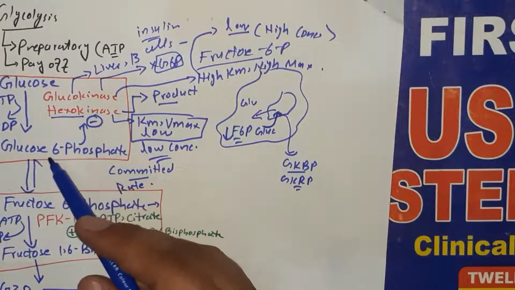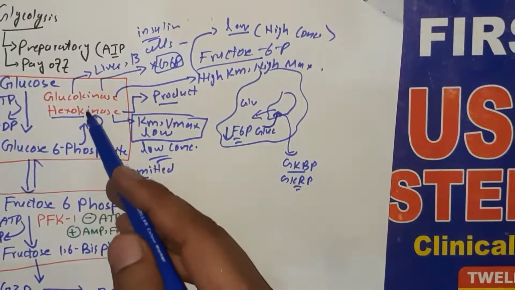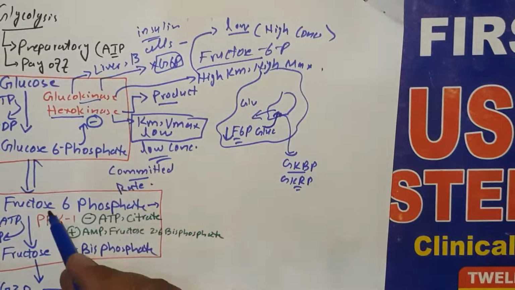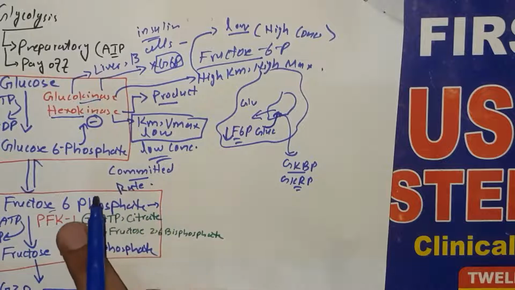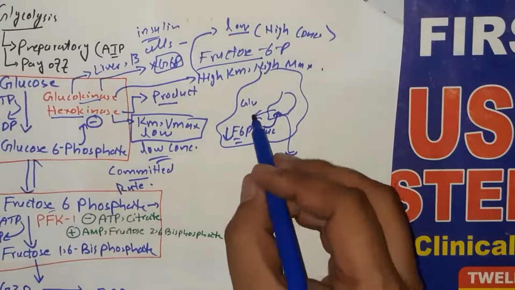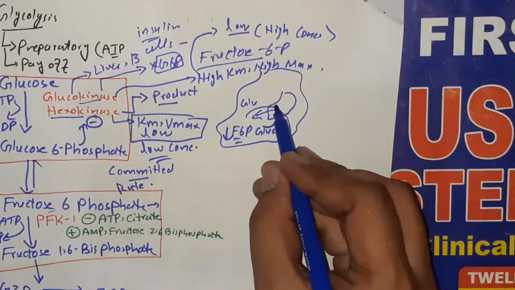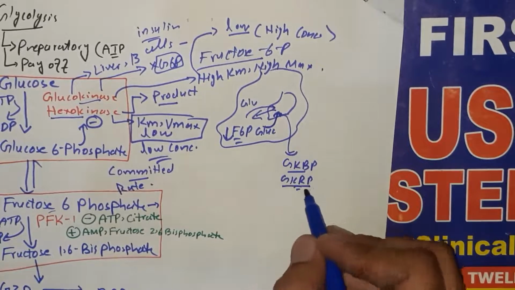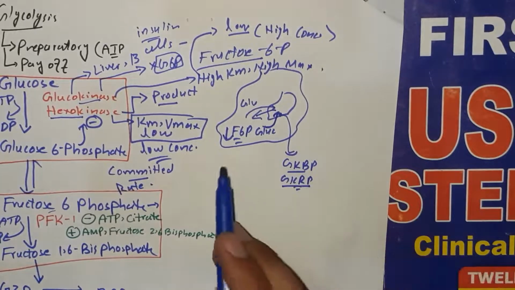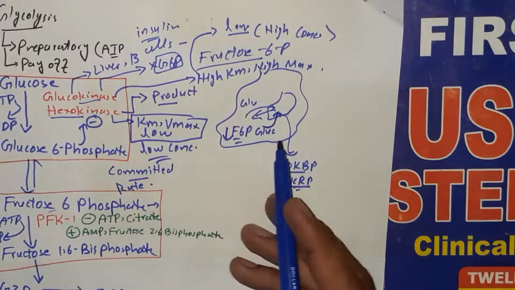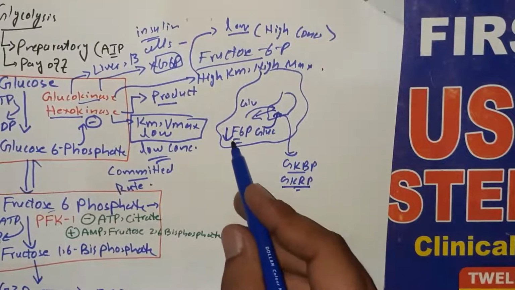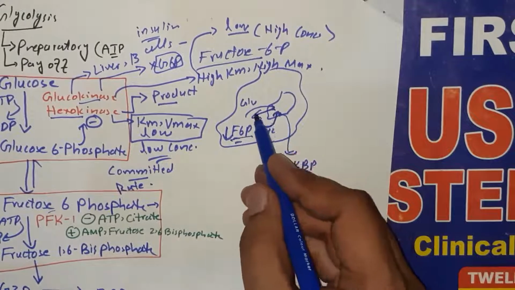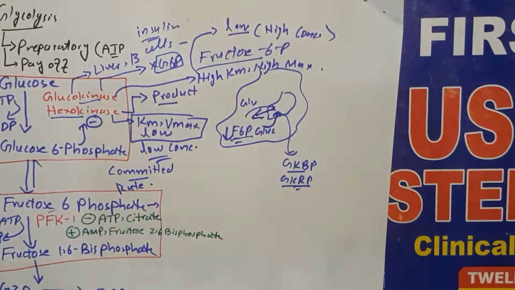Hexokinase is inhibited by its product glucose 6-phosphate. Glucokinase is inhibited by fructose 6-phosphate. And how does it inhibit? Fructose 6-phosphate causes the movement of glucokinase into the nucleus of the cell, where it binds with glucokinase regulatory protein. As long as the concentration of fructose 6-phosphate is high, it stays in the nucleus. When its concentration decreases, the glucokinase moves back from the nucleus into the cytosol.